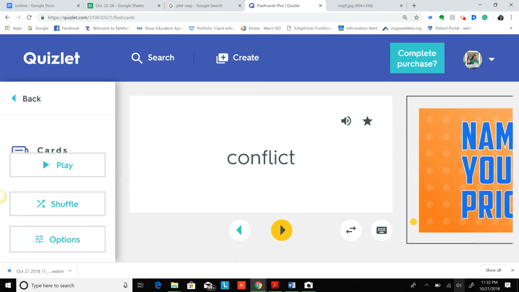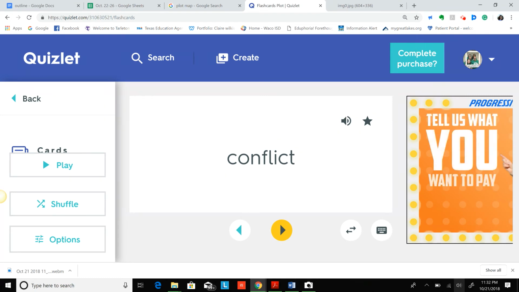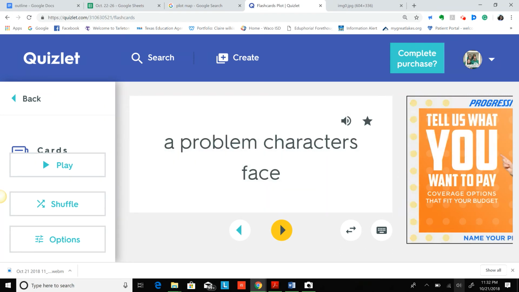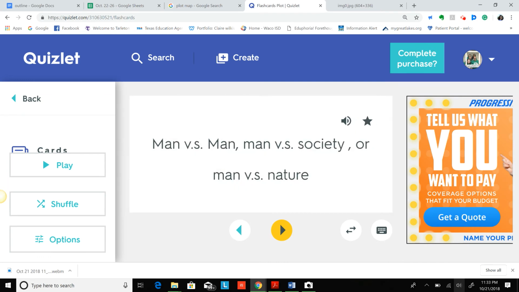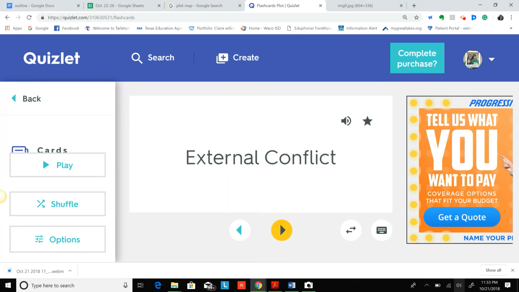All right, conflict. So this is a word meaning a problem that the characters face, and sometimes it can be within themselves, or it can be with the other characters in the book. Okay, like I said, it can be a problem within themselves. It could be internal conflict, man versus man. Okay, sometimes it can be external conflict.